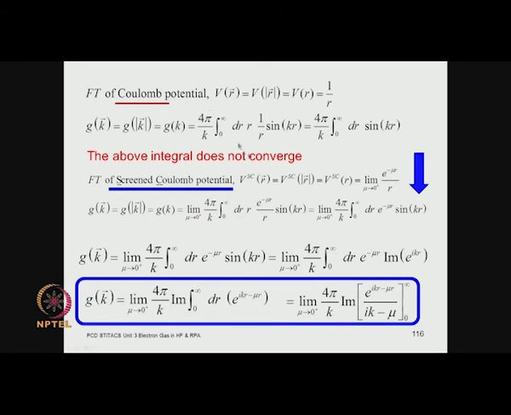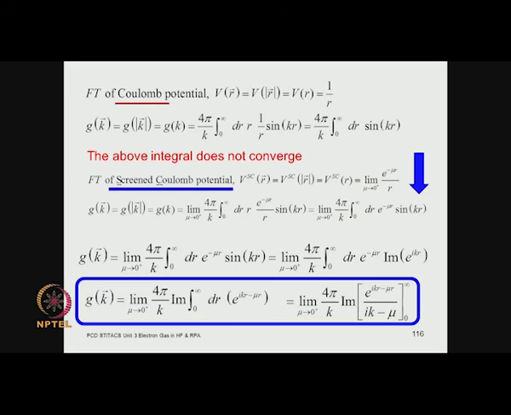you can get the Fourier transform of the screened Coulomb potential, because the Fourier transform of the Coulomb potential goes as the integral 0 to infinity of this sinusoidal wave. This sinusoidal wave will just keep oscillating no matter how far you go, and the integral does not converge. That is the reason you have to use this device. So, the Fourier transform of the Coulomb potential will not converge, but for the screened Coulomb potential it does converge, and you can evaluate it using the technique that I just showed you.